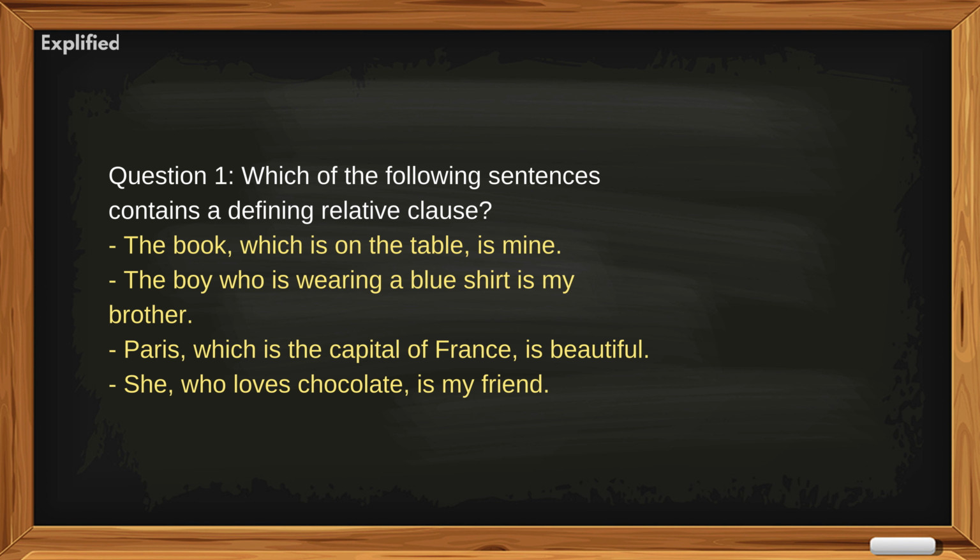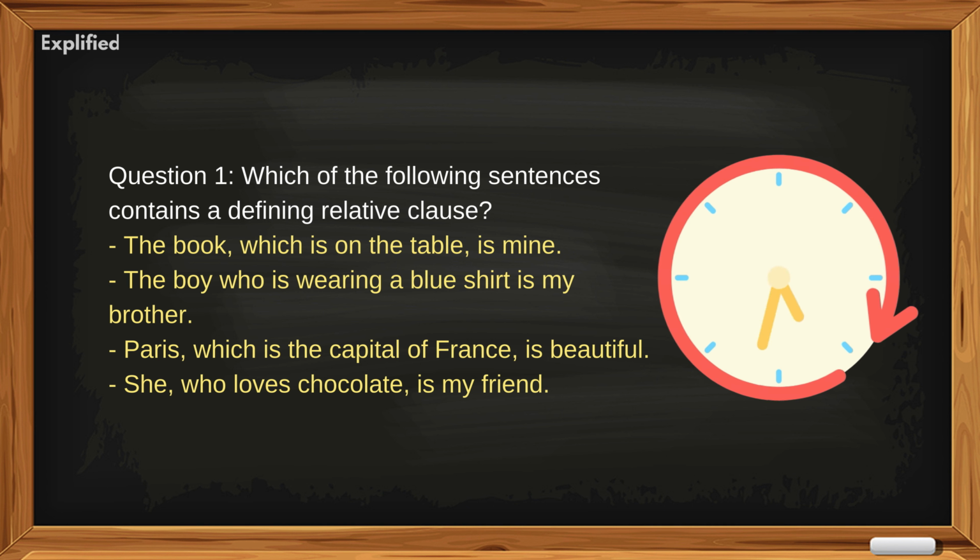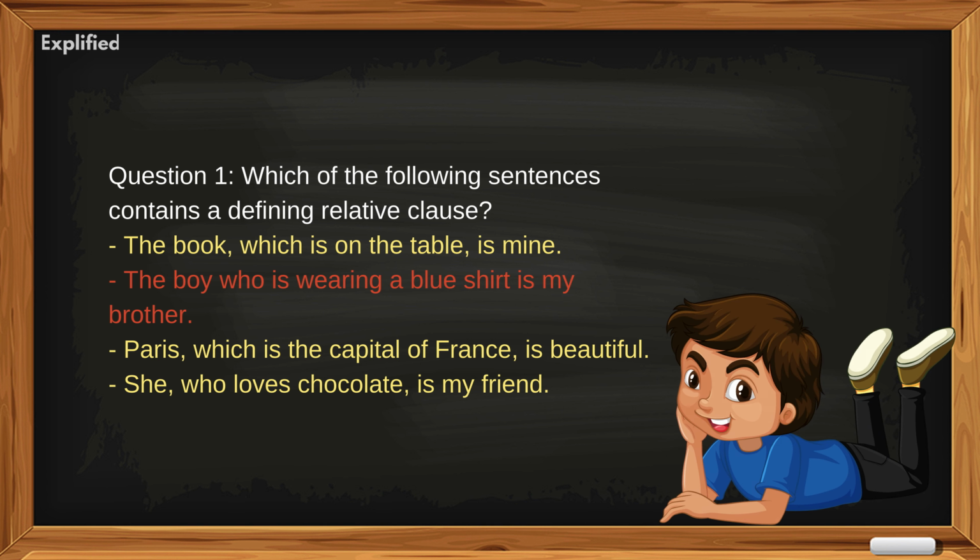The book, which is on the table, is mine. The boy who is wearing a blue shirt is my brother. Paris, which is the capital of France, is beautiful. She, who loves chocolate, is my friend. Answer. The boy who is wearing a blue shirt is my brother.